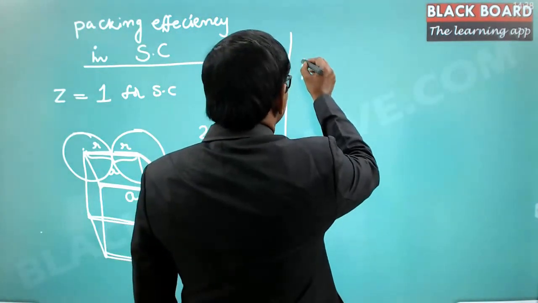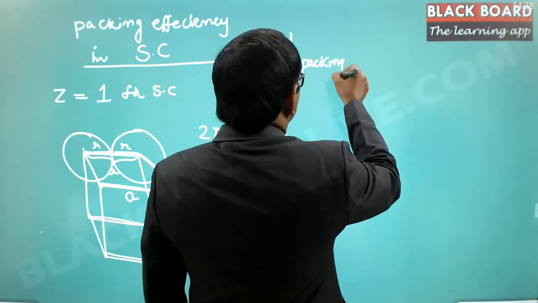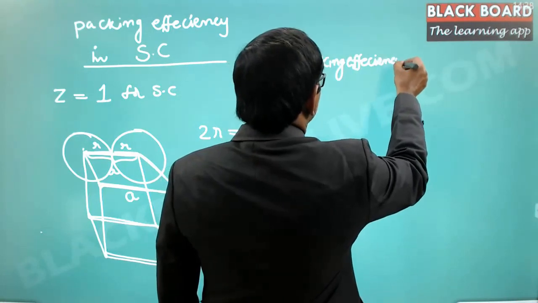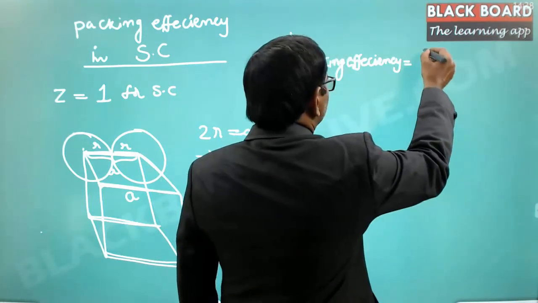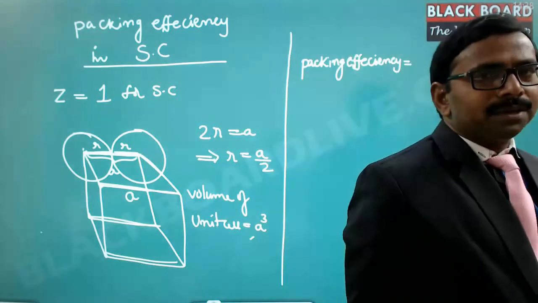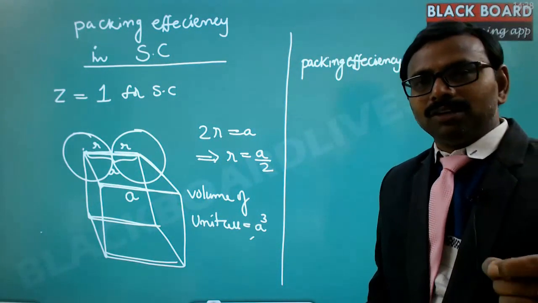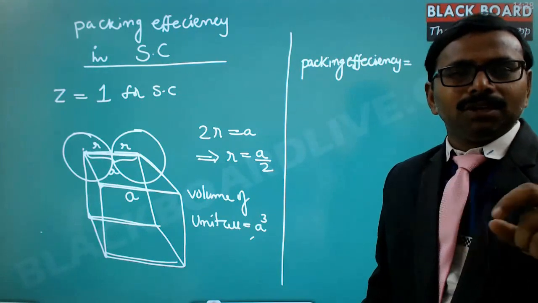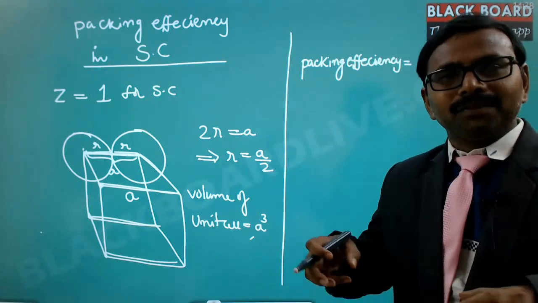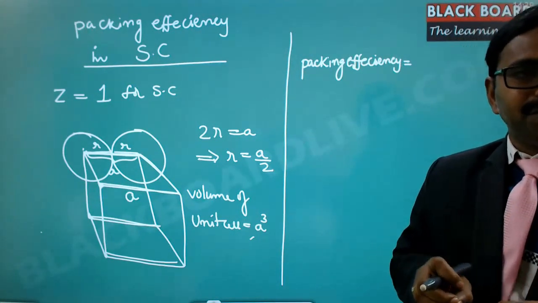Packing efficiency is equal to total volume of atoms by total volume of unit cell into 100. If 100 is removed, it is called packing fraction. If it is multiplied with 100, it is called packing efficiency.